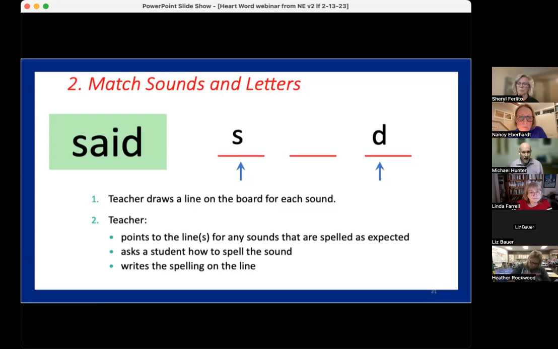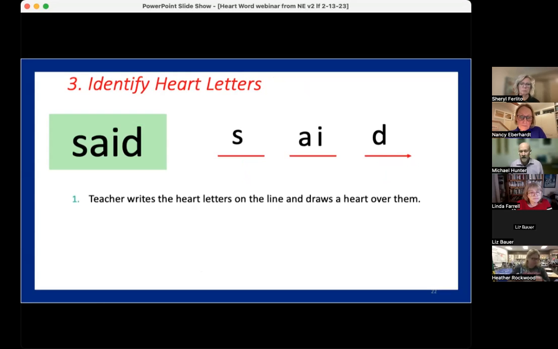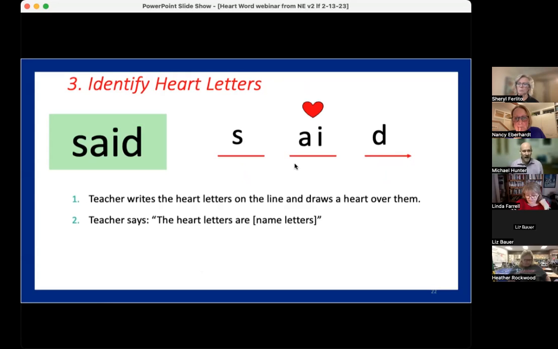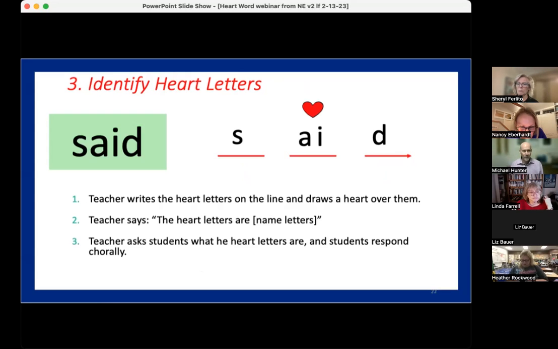And then I'm going to write the AI in the middle, put a heart over it, and actually I would put 2 hearts over it, because they're 2 heart letters, and we want you to remember that they're 2 heart letters in said, they're right next to each other. And we're not going to dwell on the sound, but we're going to talk about the letters. The heart letters in said are AI. Everybody, what are the heart letters in said? AI. Okay. And we do that chorally.